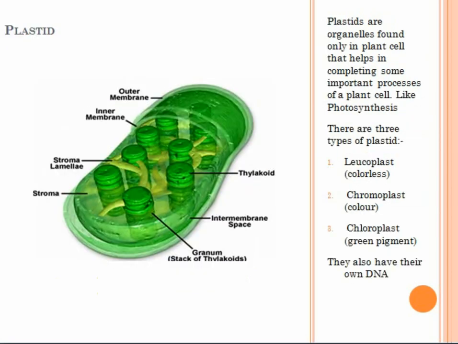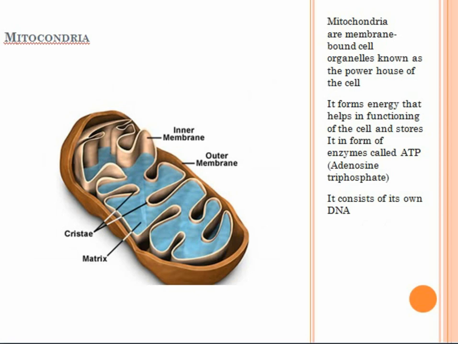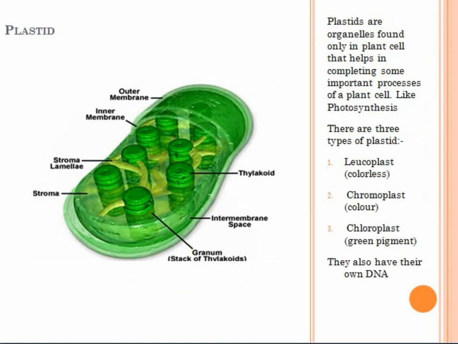And one more thing about the mitochondria is that it consists of its own DNA, and the DNA other than that in the nucleus is called extranuclear DNA. Now plastids. Plastids are present only in plant cells. These organelles help in completing some of the important processes of a plant cell, like photosynthesis.